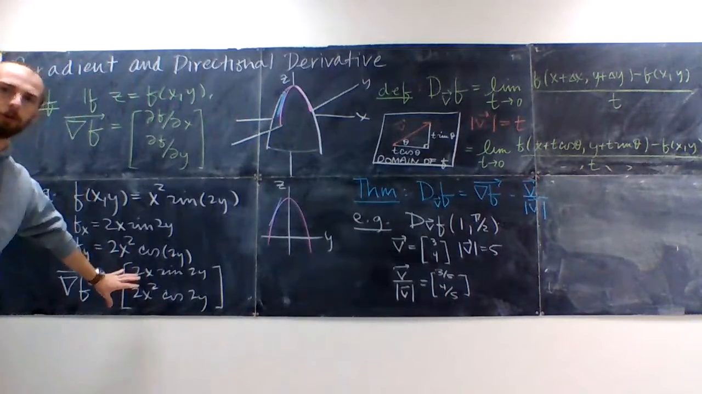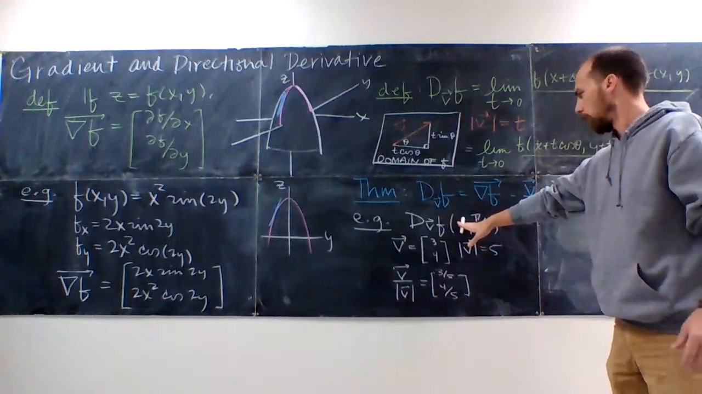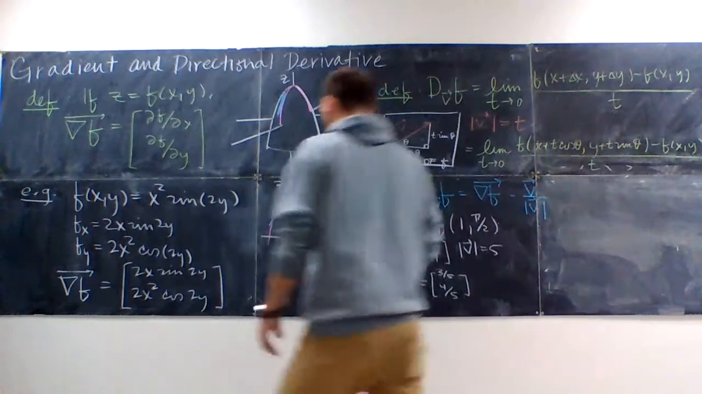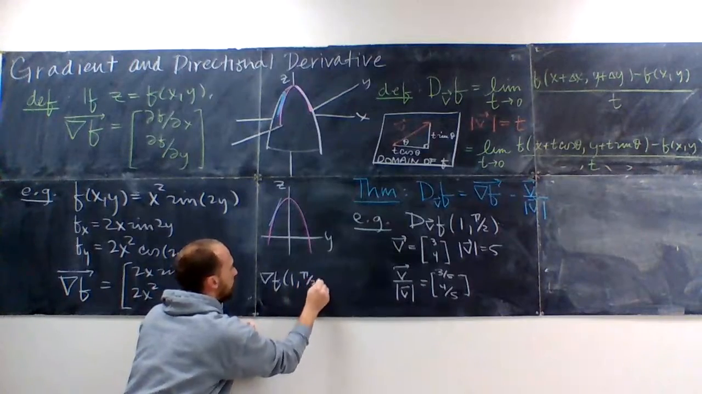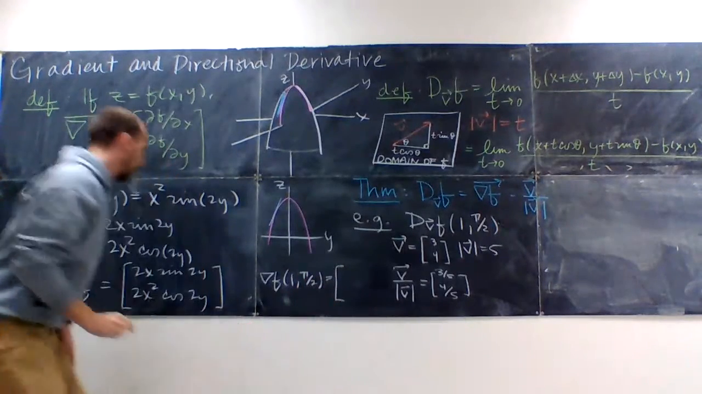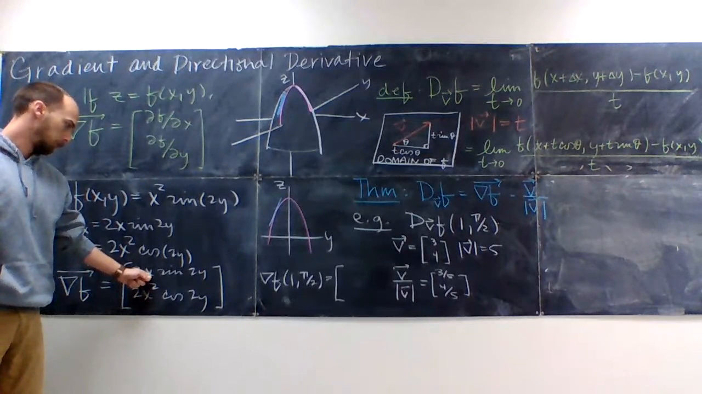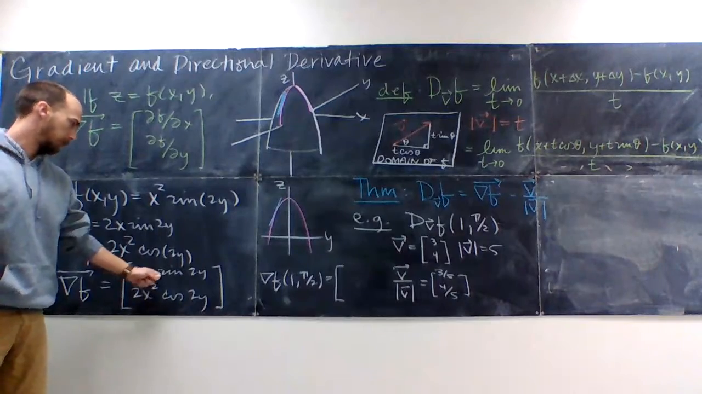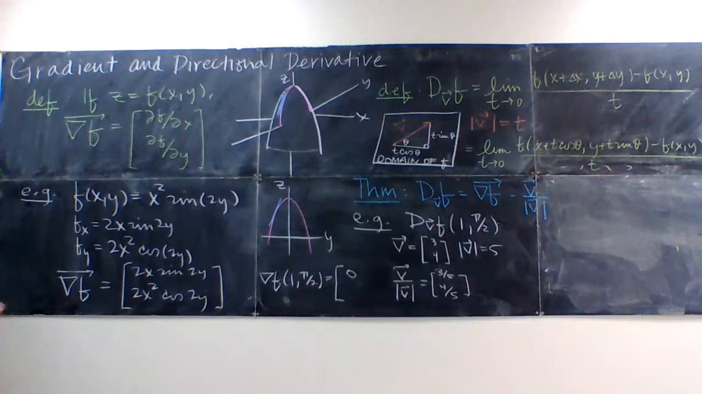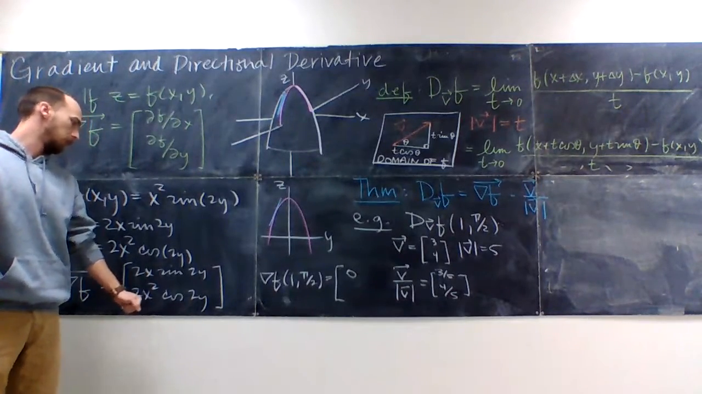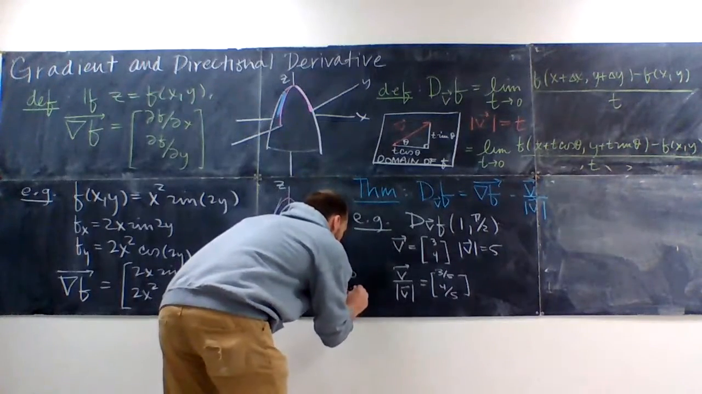Now over here I can use my formula for the gradient of f at any point x and y and get myself the gradient at the point where x is 1 and y is pi over 2. So gradient of f at 1 and pi over 2 is going to be, okay, well, let's see. 2 times 1 is 2, times the sine of pi. The sine of pi is 0. So that's 0, and then x squared is 1, so 2 times 1 times the cosine of pi is going to be 2 times negative 1, which is negative 2.